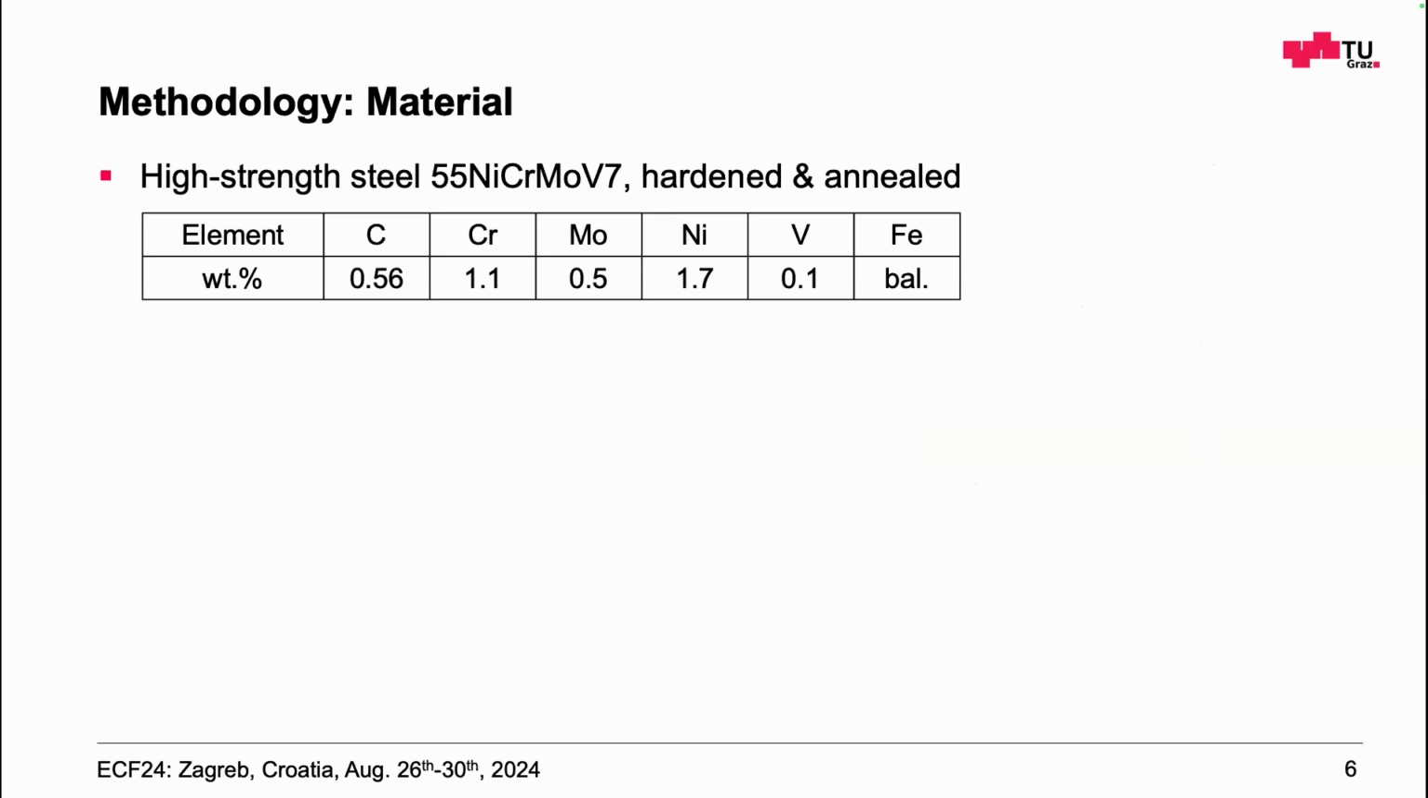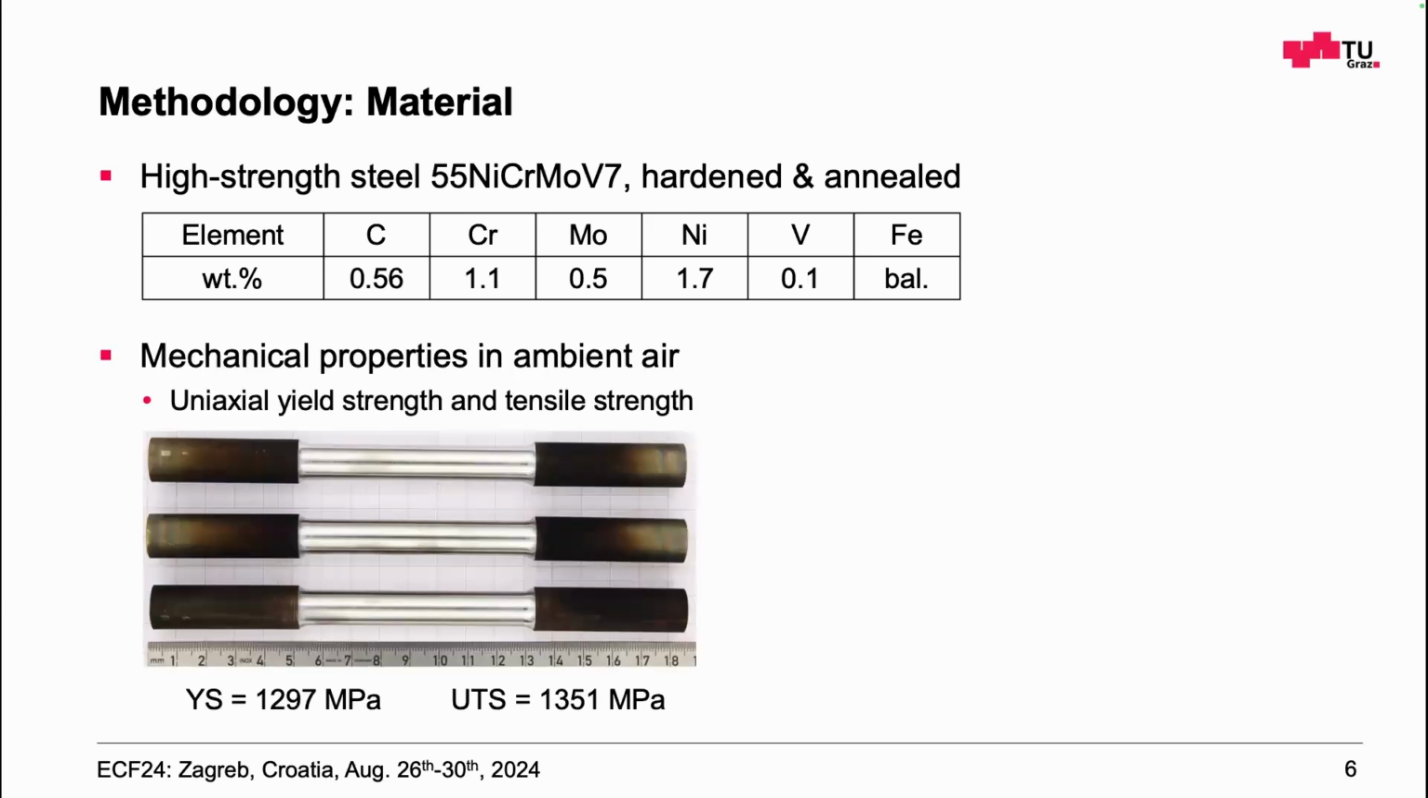Which material did we use? We used a high-strength steel. This is a tool steel, which is hardened and annealed. You see the yield strength of this steel is about 1.3 gigapascal, and the tensile strength is a little higher. The question is why we use such a high-strength material, because for such materials, you see the influence of hydrogen very well. You can also use some standard pipeline steels for the same tests, but then you will never see any influence.